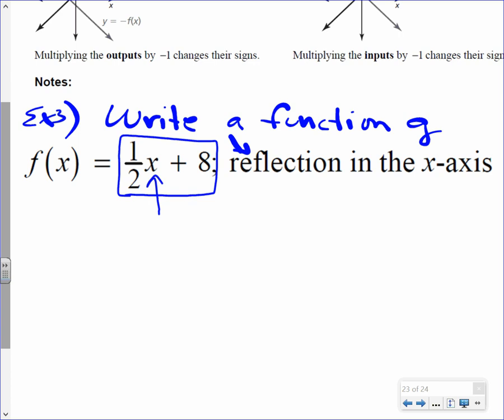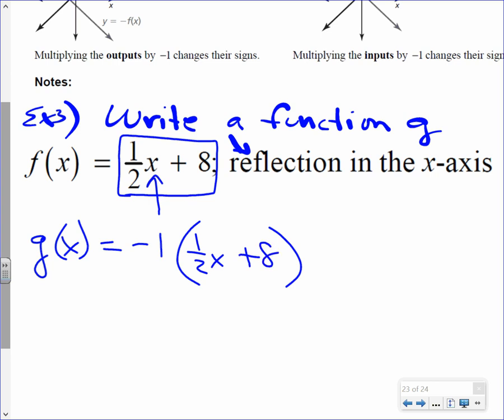Watch this. -1 times the whole output, 1/2 x plus 8. That's your output. Well, let's distribute now. It's bad manners to leave an expression undistributed, right?